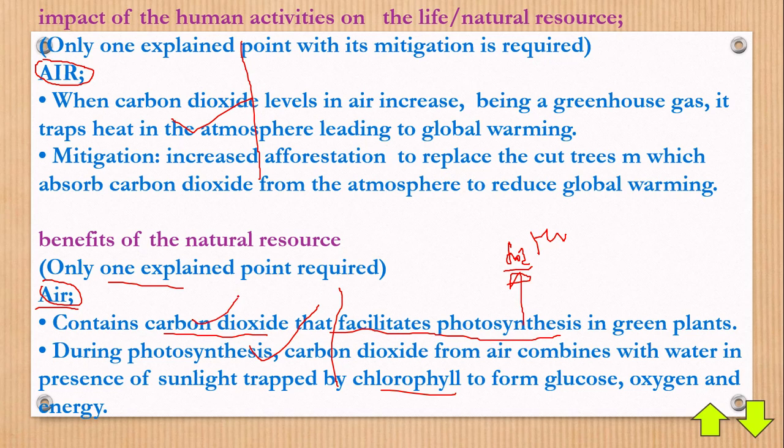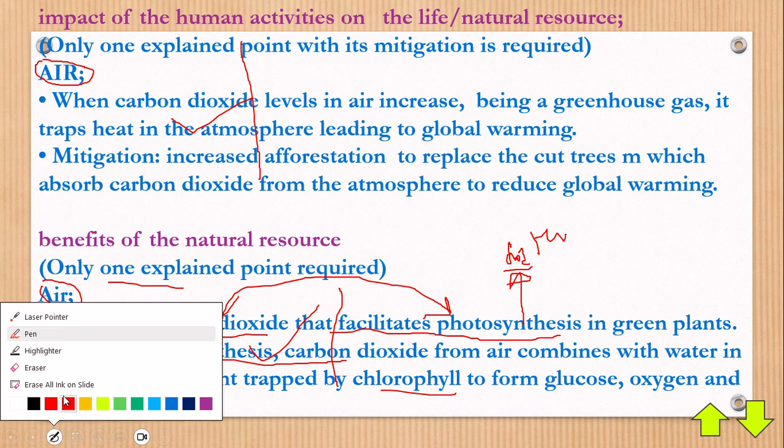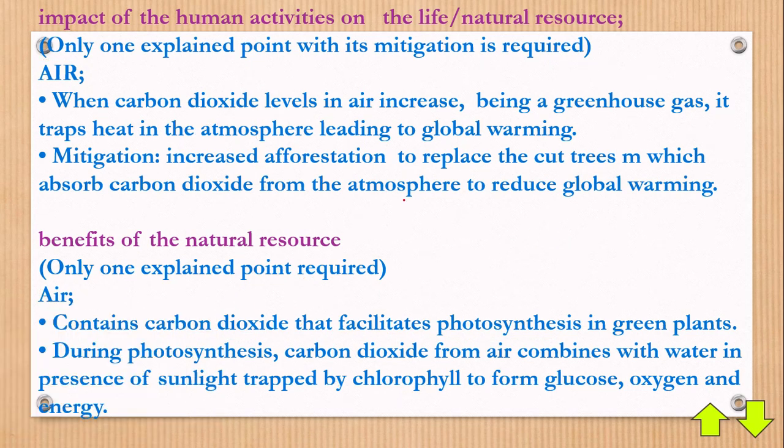We gave the benefit: carbon dioxide helps in photosynthesis, but is there a way you can explain it? Yes. During photosynthesis, this is now the explanation: carbon dioxide from the air combines with the water in the presence of sunlight, trapped by chlorophyll, to form glucose, oxygen, and energy. Please remember, you are all given this in your notes, so make sure you are always informed on most of the topics.